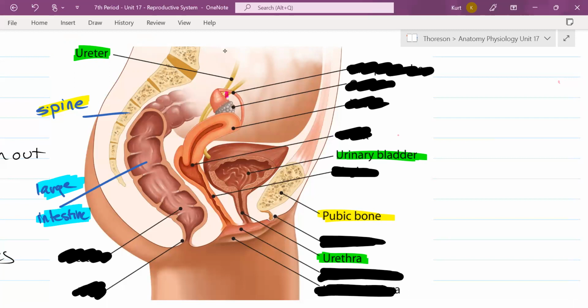What's the end of the large intestine? Yeah, but they're parts of it. Okay, great. Now, everything else on here is part of the reproductive system.